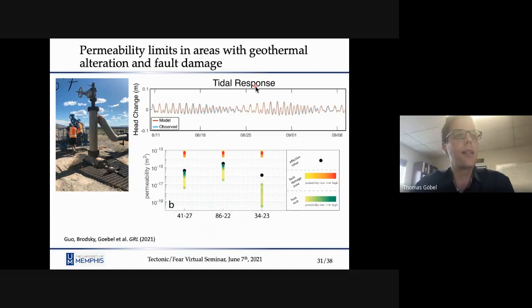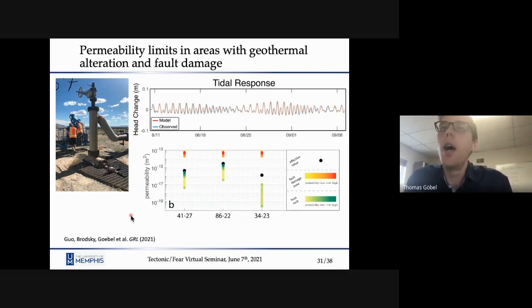And this study has just come out in GRL. A student from Santa Cruz, Huiyun Gu, was the lead author on this study. She used tidal forcing in a number of idle monitoring wells in a geothermal reservoir to estimate fault zone permeability, sort of long-term or time-independent fault zone permeability.